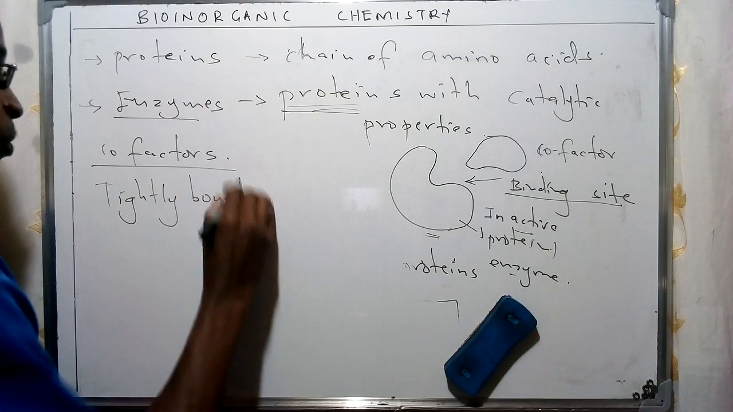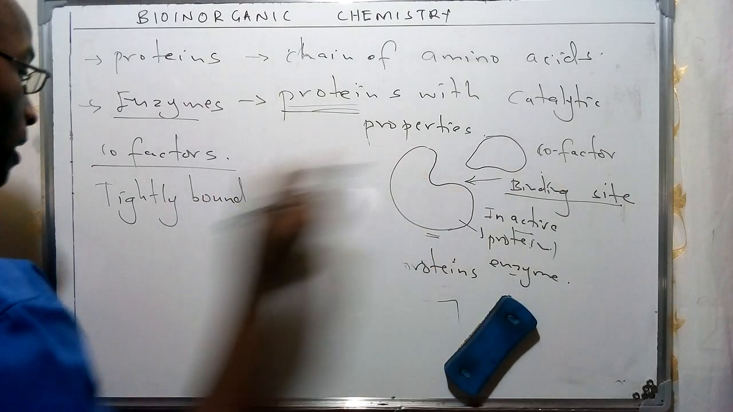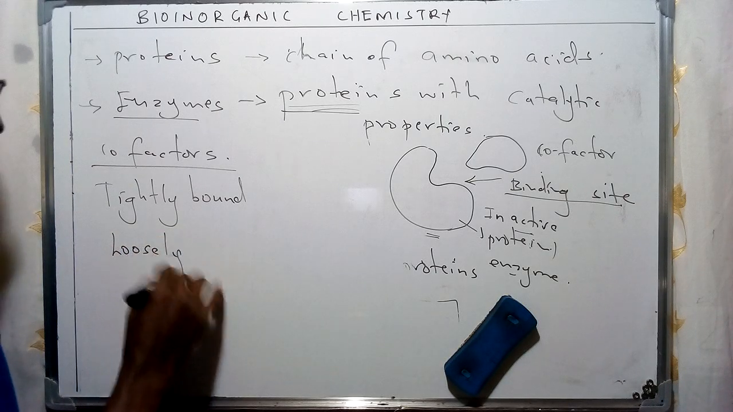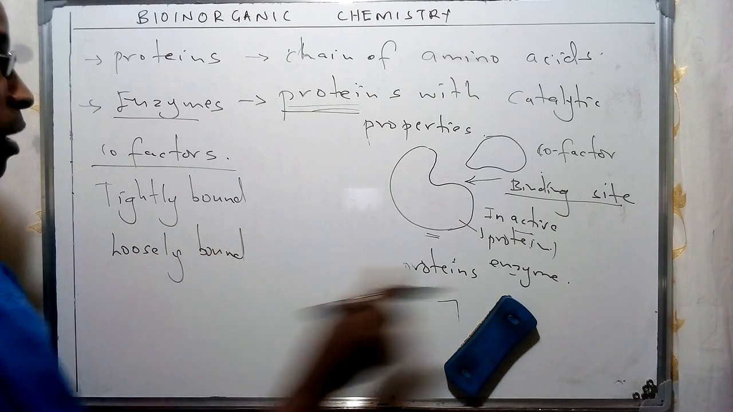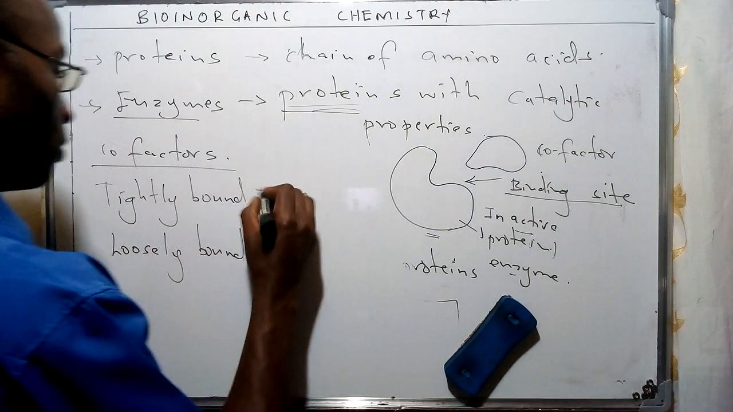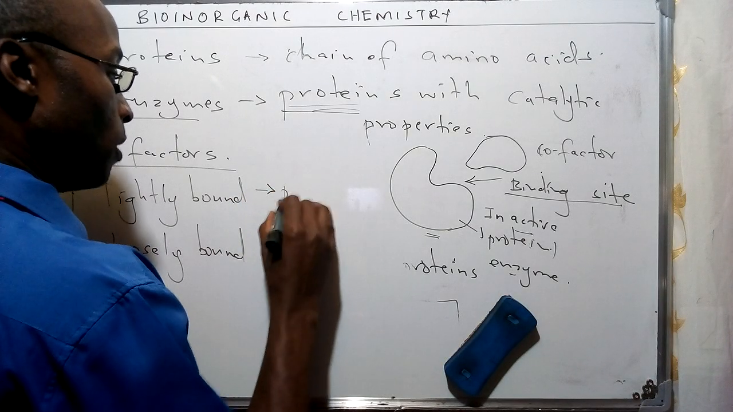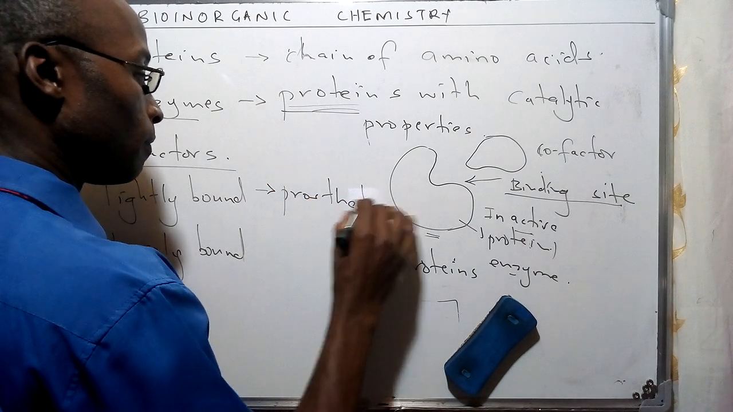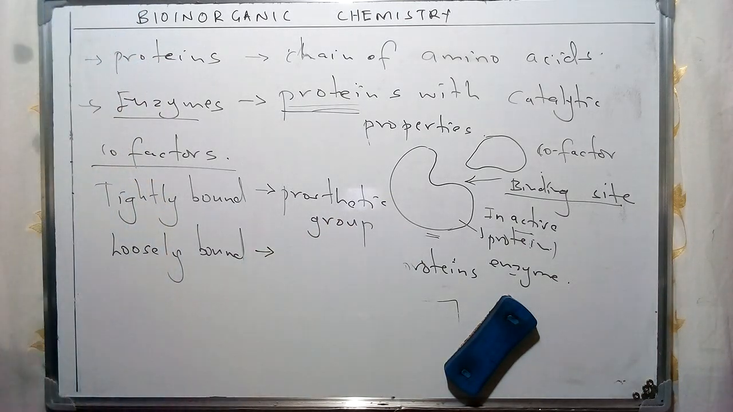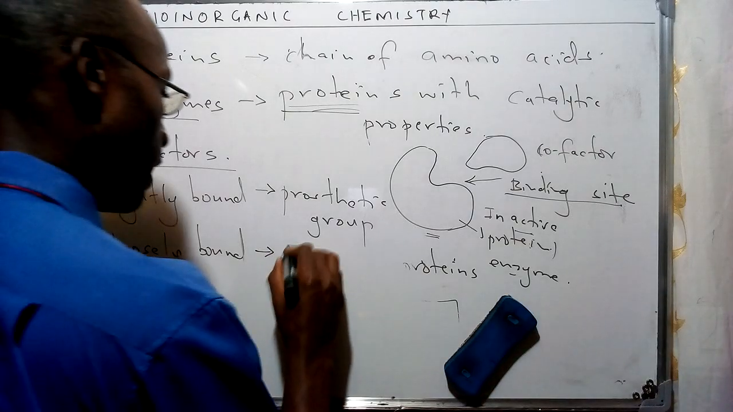So the ones which are going to be tightly bound to the binding site or to the protein molecule, and the ones which are going to be loosely bound to either the enzyme or the protein molecules. These are going to constitute a various range of what we refer to as a prosthetic group. So those which are tightly bound are referred to as prosthetic groups of cofactors, and the ones which are loosely bound are referred to as a coenzyme.